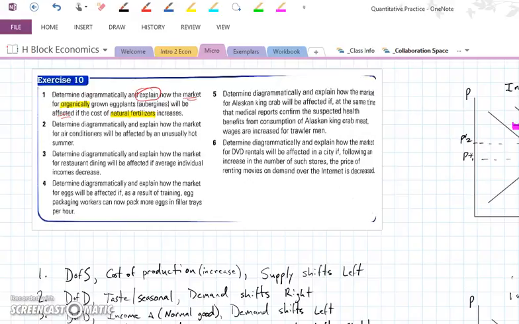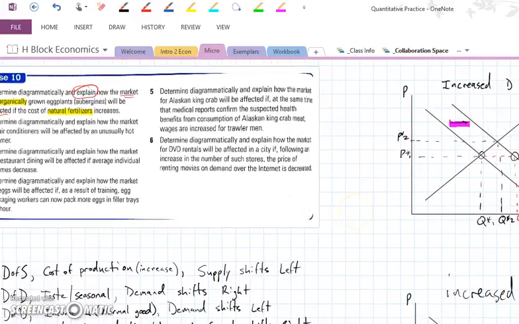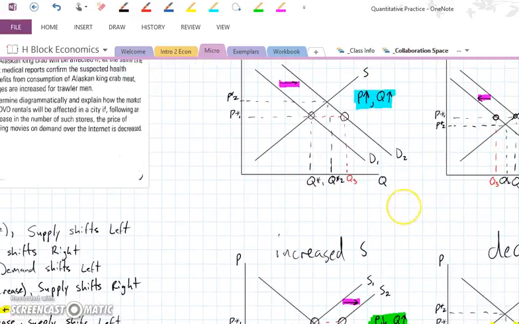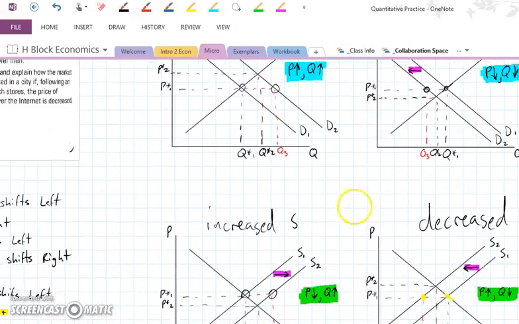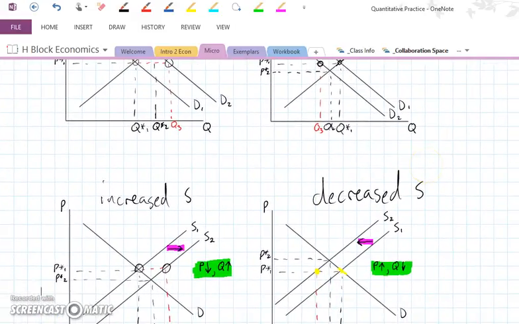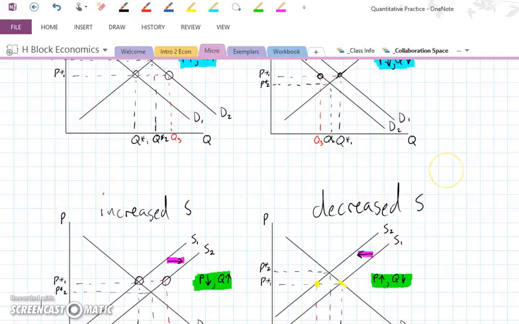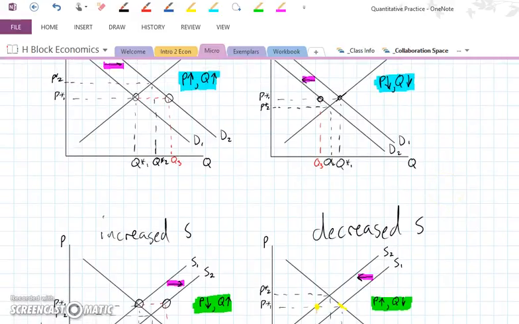But the second part says that wages go up for Alaskan crab fishermen. Therefore, we're going to have decreased supply. So there we have price up and quantity down. So we can't say conclusively what's going to happen. We're looking at price up, quantity down, and price up, quantity up.